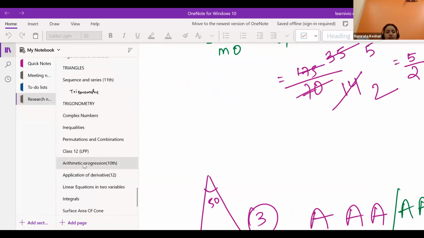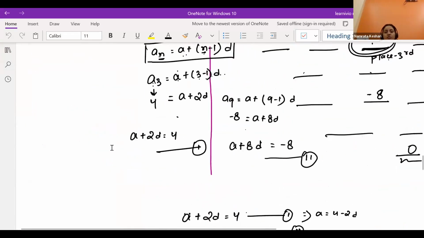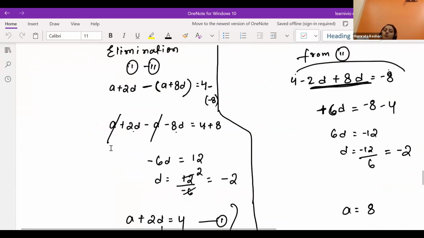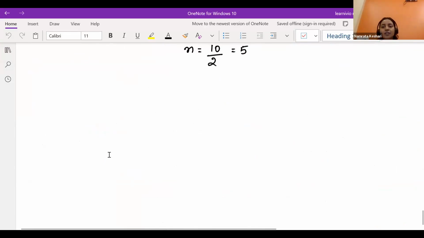We were discussing arithmetic progression and nth term questions, how to solve a question where we have two equations. So let's continue with the same. Let me be assured that you can do this type of question now, then I'll be moving to some other questions.